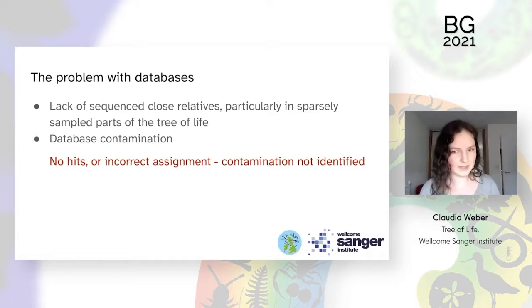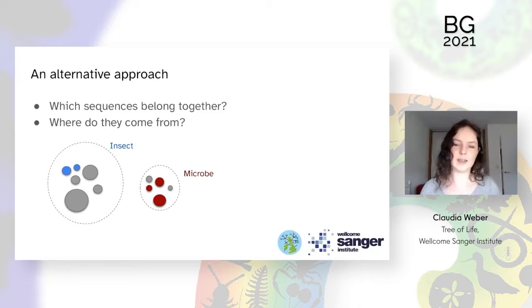In addition, the databases can also be contaminated. So we may end up either having no hits to a sequence that we're trying to assign or an incorrect or inconsistent assignment, and therefore we might not pick out the contamination accurately. So what we can try to do instead is separate the problem into 2 parts. The first being working out which sequences belong to the same group of things, and then asking separately whether we can find some reliable information about where they might have come from.